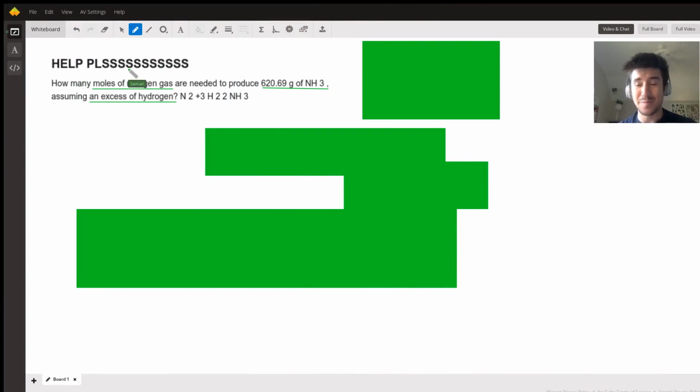Our question is, help please. Okay, very urgent. How many moles of nitrogen gas are needed to produce 620.69 grams of NH3, assuming an excess of hydrogen? And actually sort of give us our balanced reaction here as well. So this is actually a pretty classic stoichiometry limiting reagent sort of problem. And I love this analogy that I'm about to show you right now.